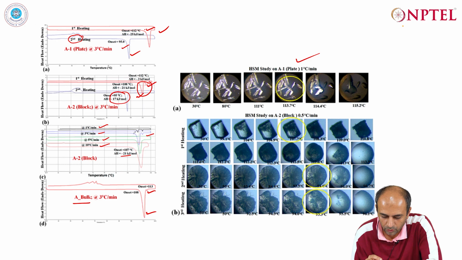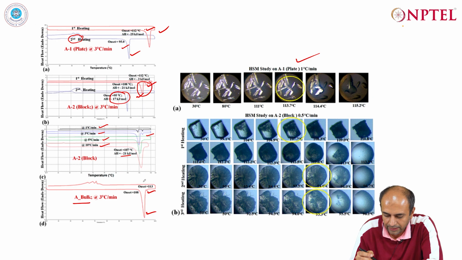However, when you do it at a slow scan rate, then there is a phase transition followed by melting of the plate form. So, the melting of the plate form takes place when you have slow scan rates. So, keeping all these things in mind, you have got a phase transition followed by melting of the new phase, and you need not have that phase transition when you do it at a faster scan rate, which corresponds to the melting of the block form.